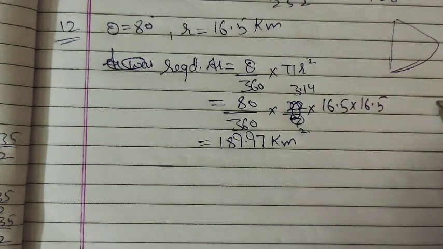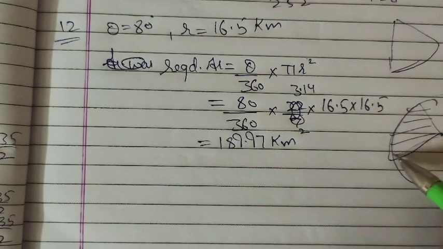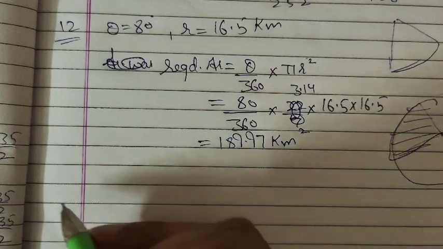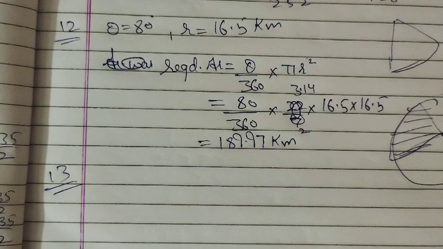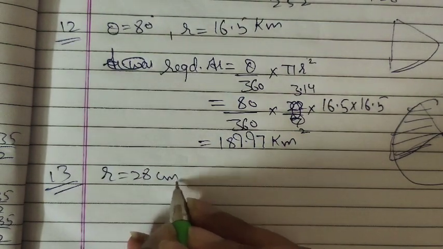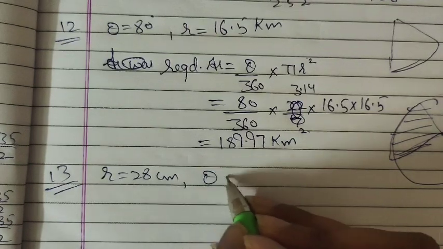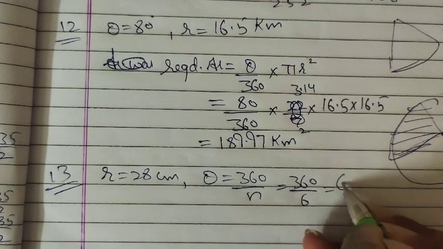To understand this problem, just suppose this is a lighthouse, so if it spreads a light, in this way it will spread, right? This portion will be covered by the lighthouse. That is our answer. Next, question number 13. In question number 13, we have a round table cover that has 6 equal designs. You can refer to the figure from the textbook. If the radius of the cover is 28 centimeter, so radius is 28 centimeter. Now 6 designs are there, so theta will be 360 upon n, 360 upon 6, 60 degree, right?